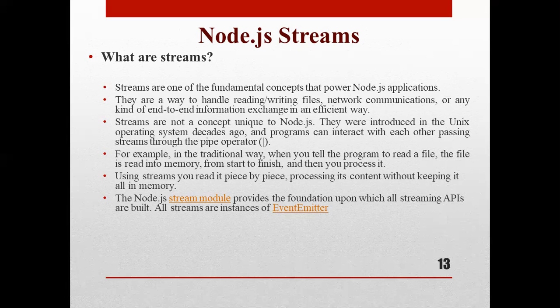For example, in the traditional way, when you tell the program to read a file, the file is read into memory from start to finish, and then you process it. First, we read the file completely, and we process it after that reading. But using streams, you read it piece by piece. Whenever we use streams, it will read the file piece by piece, processing its content without keeping it all in memory.